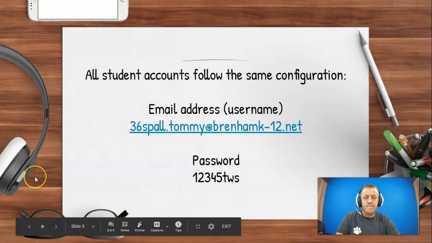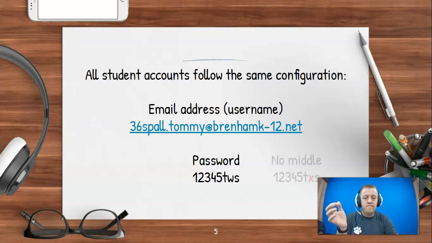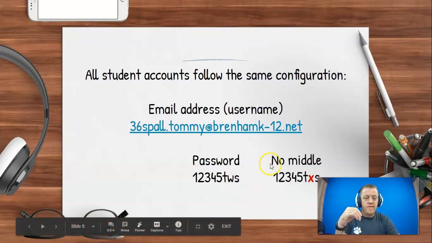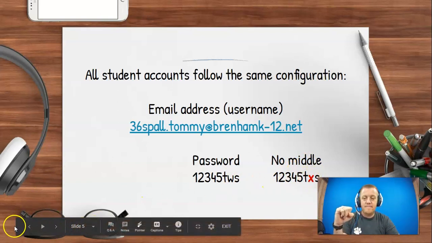Let's look at an example. So all student accounts follow the same configuration. So email address, so right here I did grad year will be 36, followed by my last name, period, my first name, at brenhamk-12.net. And then my password is, I did my 5-digit ID number, followed by my 3 initials, TWS. That's also important to note that if you have no middle name or one was not listed with us upon registration, it is an X.